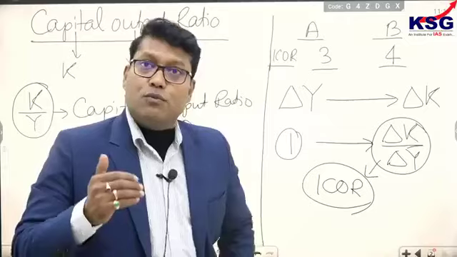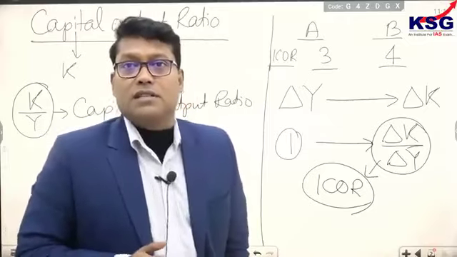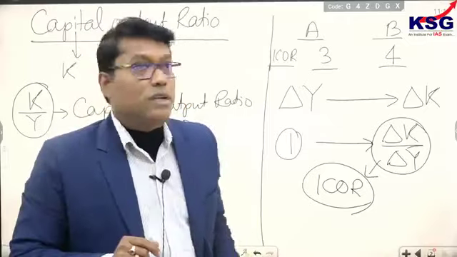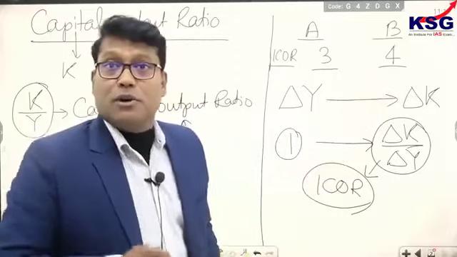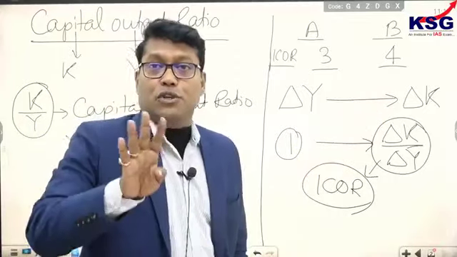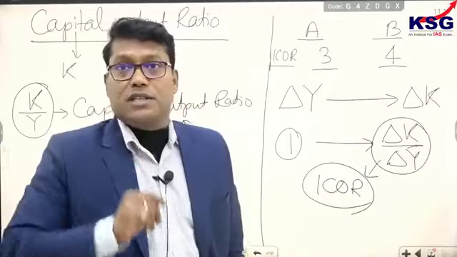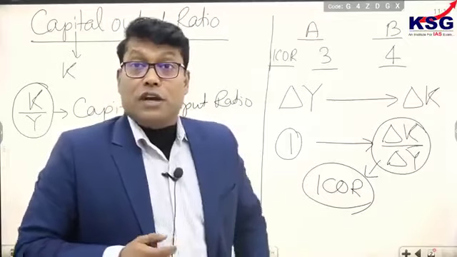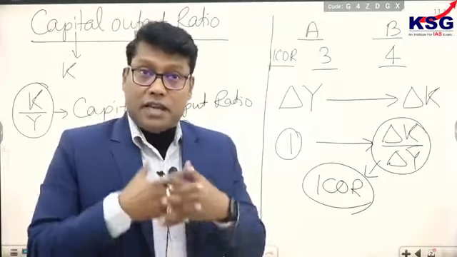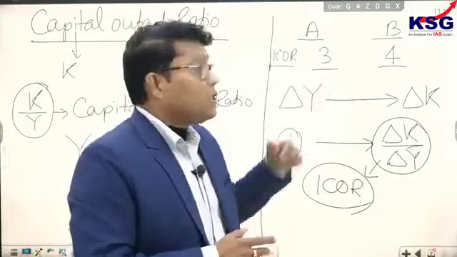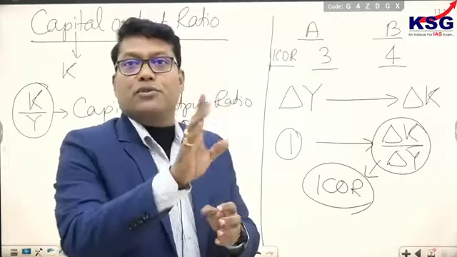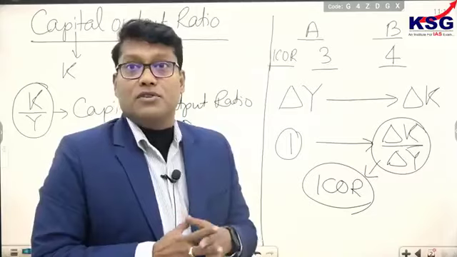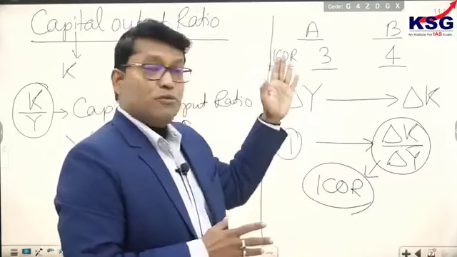Because you need here only 3 additional units of capital to produce 1 unit of output, but here you need 4 units of capital to produce 1 additional amount of output. So as far as efficiency is concerned, the plant is more efficient. You are using less capital, but you are producing the same amount of output, so it is more efficient. So this way you have to understand.